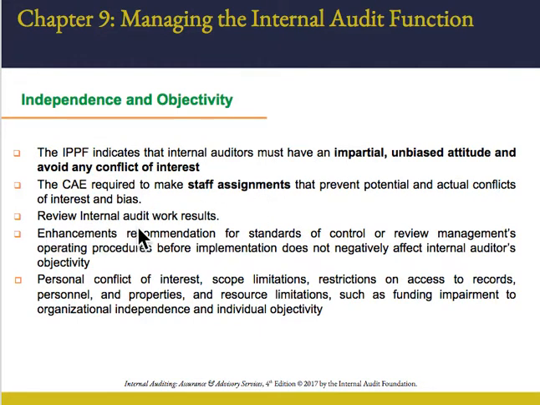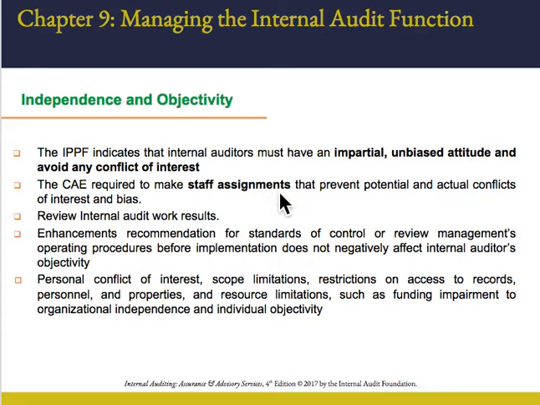Also, review the internal audit work result. This is one of the requirements. What does that mean? This means that the internal audit work and result must be reviewed to ensure that the objectivity and independence are not impaired.